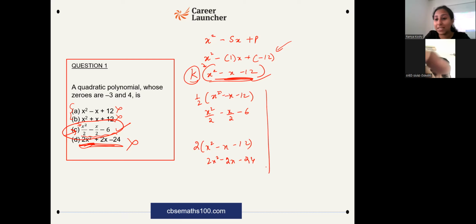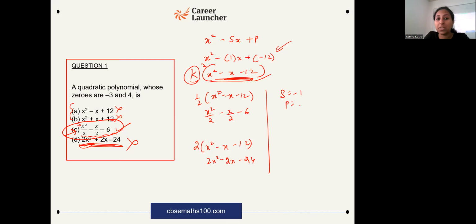Another way you could have done this question was, you know that the sum is minus 1, you know that the product is minus 12. For each of the options, you check where the sum is becoming minus 1 and where the product is minus 12. All right? Okay, I can see some doubts coming up. I will explain that. Let me just finish this, please. The second method. Sum is minus 1 and product is minus 12.